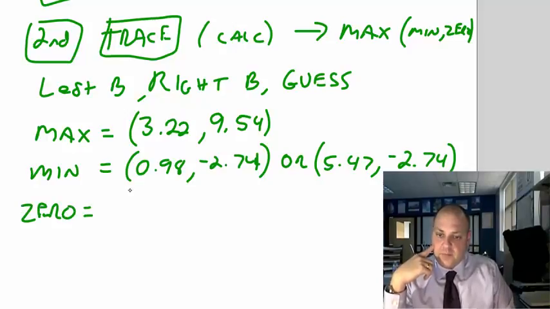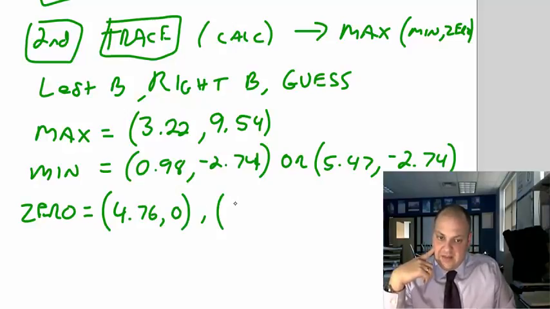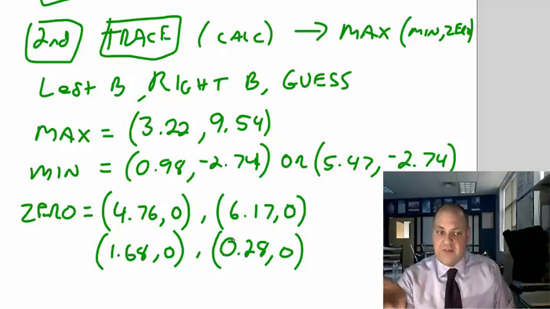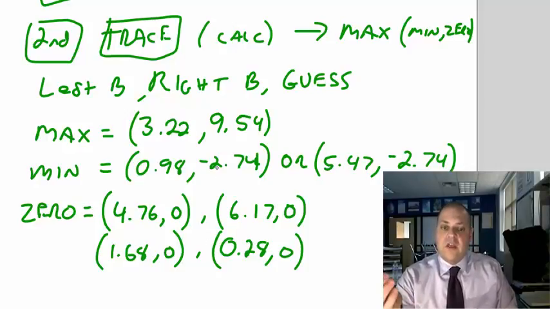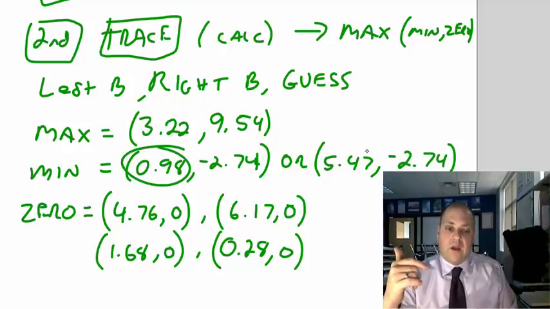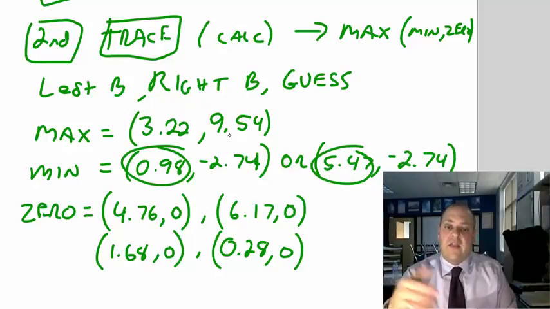Then there was some zeros. There were 4 zeros. You could have had 4.76, 0. These are the midline points. You could have had 6.17, 0. You could have had 1.68, 0. You could have had 0.28, 0. Okay, obviously 0 is the zeros. Negative 2.74 is the minimum value, but these are where those minimums occur. And then 9.54 was the max value. 3.22 is where the max occurs.